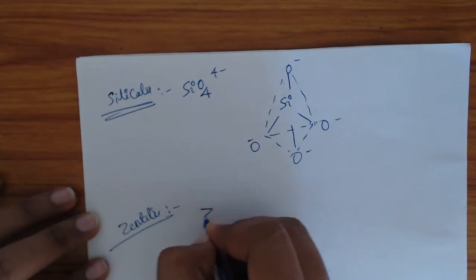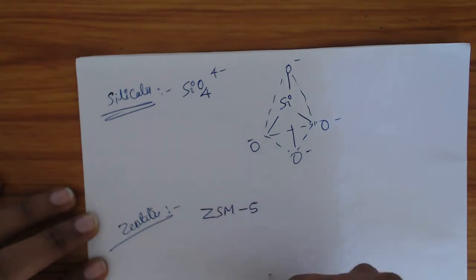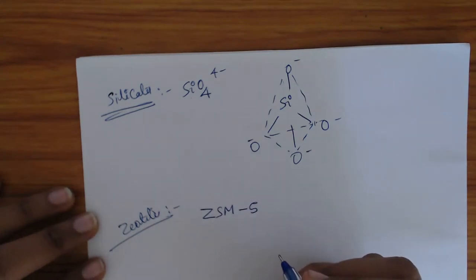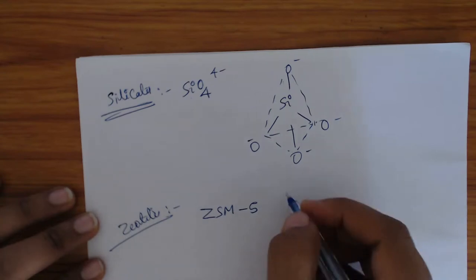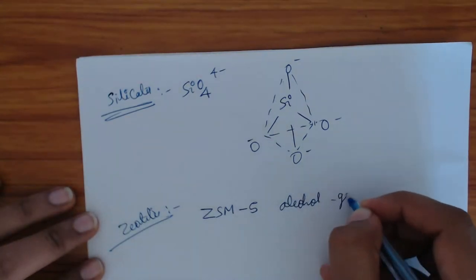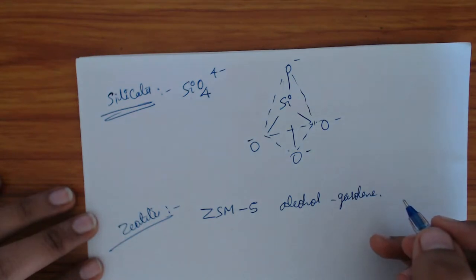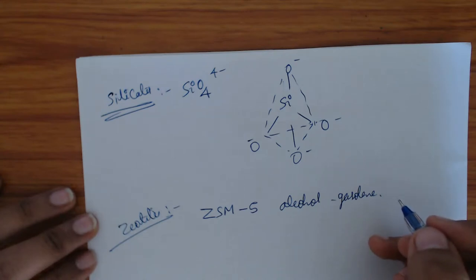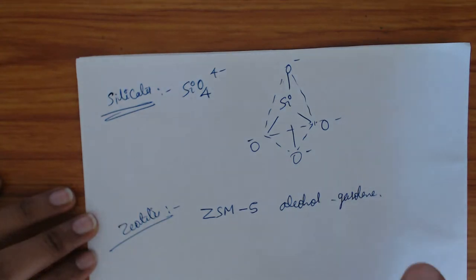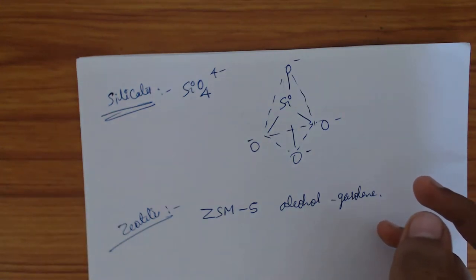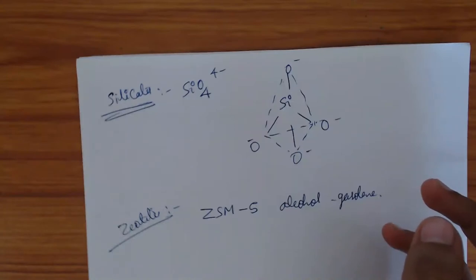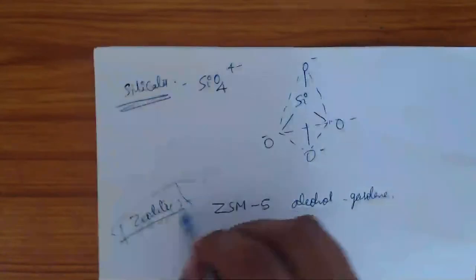The very important catalyst is ZSM-5. Okay, a type of zeolite used to convert alcohol to gasoline. Hydrated zeolites are also used as ion exchangers for our water. As I told you, the synthetic resins are used to obtain pure water, the demineralized water, from what? The impure water. The cationic resin is there, anionic resin is there. Those resins are nothing but zeolites.